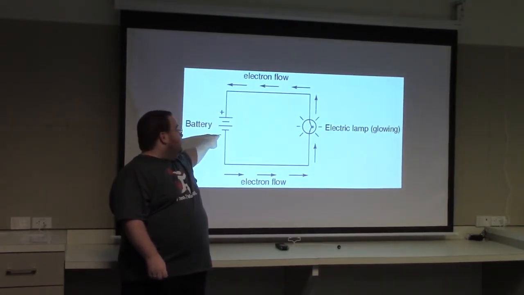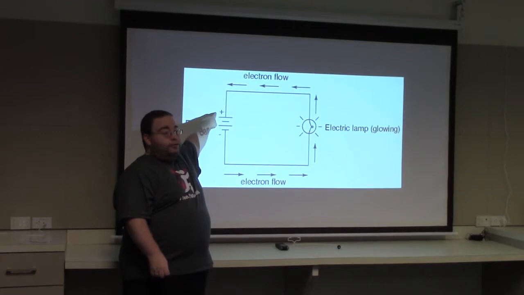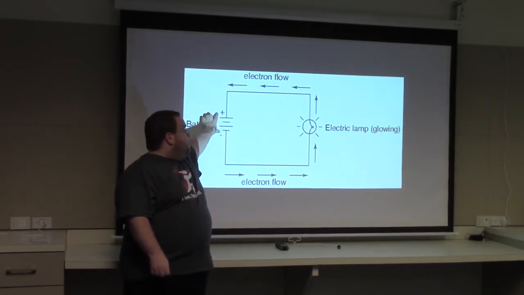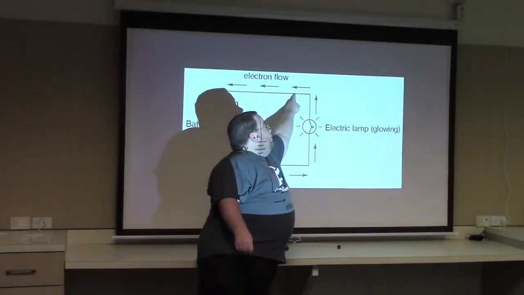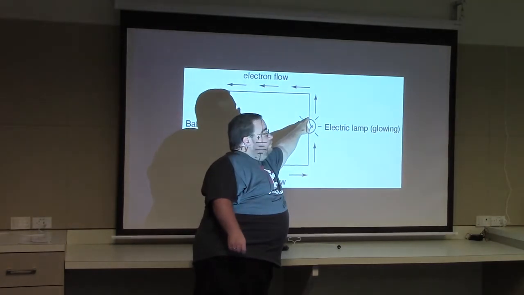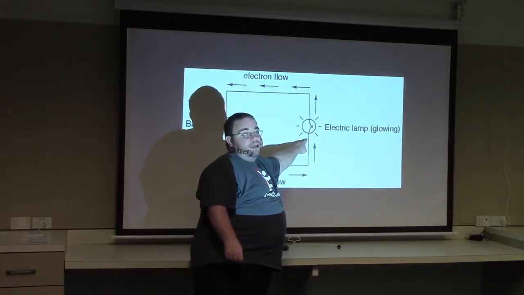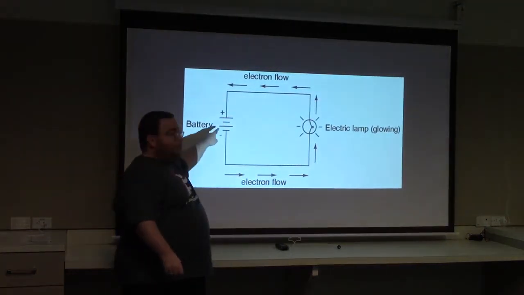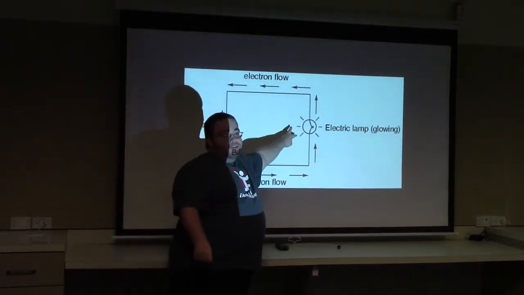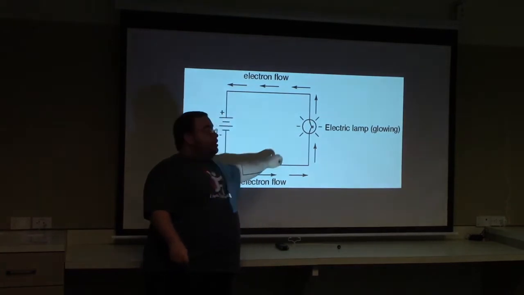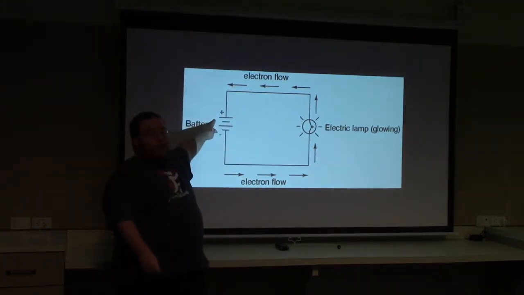So this point is 5 volts above this point. All that means is that here we go from 0 to 5. So we're 5 here, 5 here, 5 here. Here we go from 5 to 0 again, and then 0 all the way back around. We know that this lamp must have a 5-volt drop because there's a 5-volt rise on the battery.